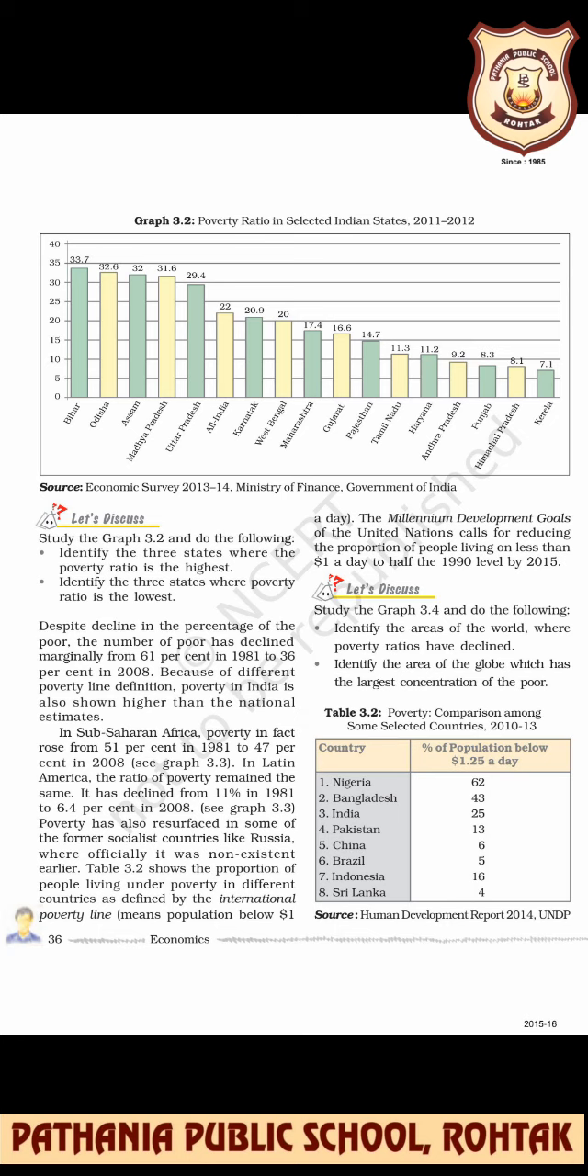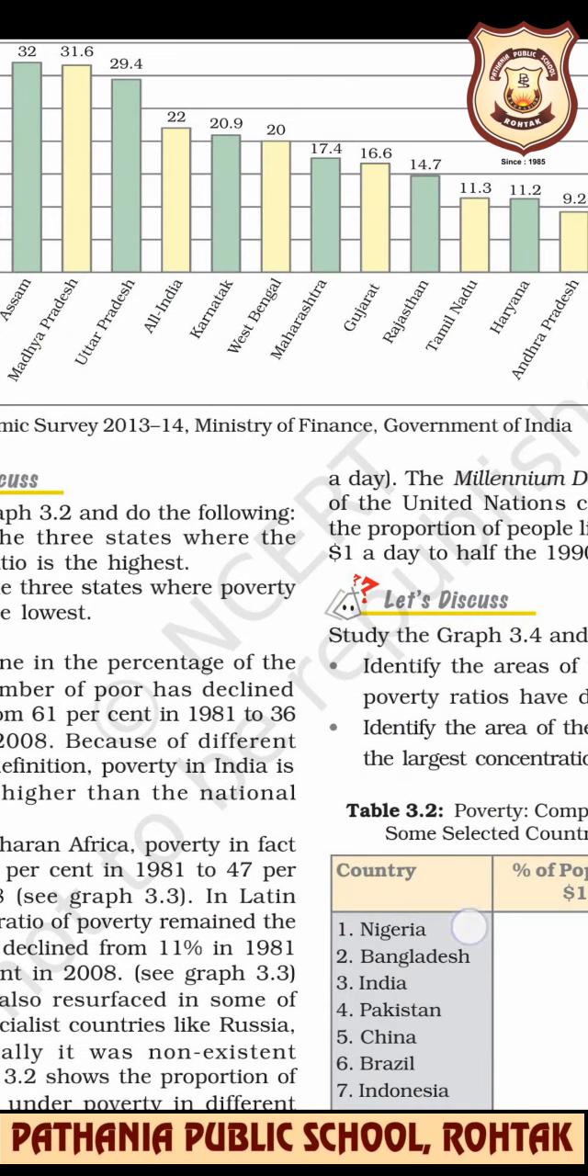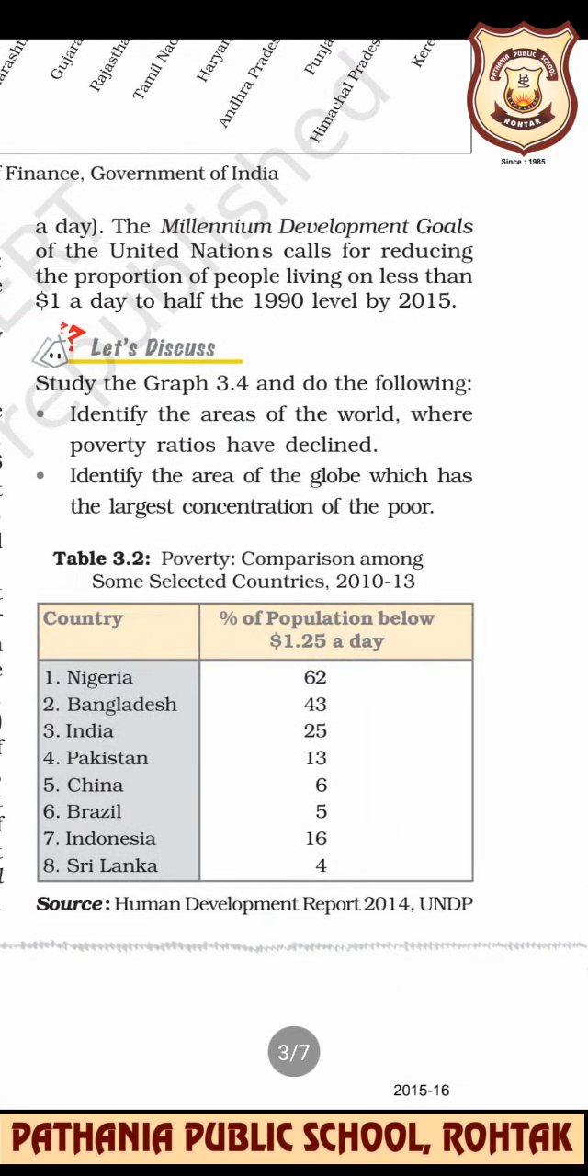Even if we see this Table 3.2, beta, it shows the proportion of people living under poverty in different countries as defined by the international poverty line. It means the population below a dollar, who are earning $1 a day. So let us focus on this table. In Nigeria, 62% of the population is under it. In Bangladesh 43%, in India 25%, in Pakistan 13%. All this is from the Human Development Report of different countries. This way we can compare the level of our country at a global level, right?